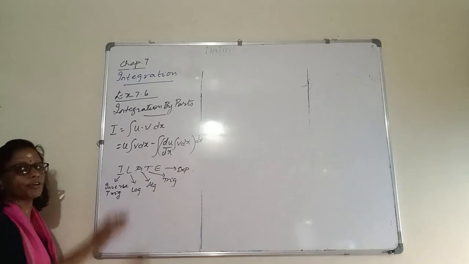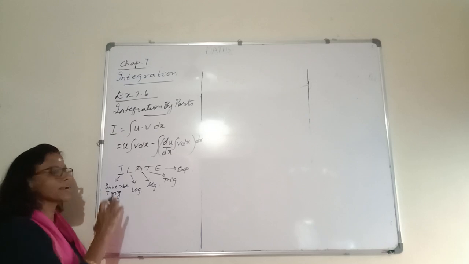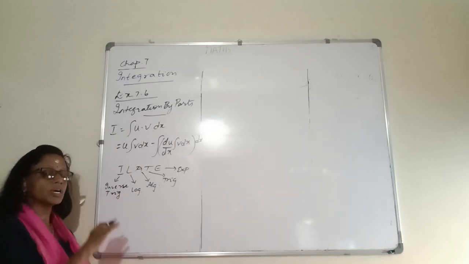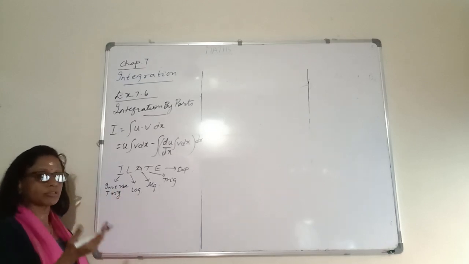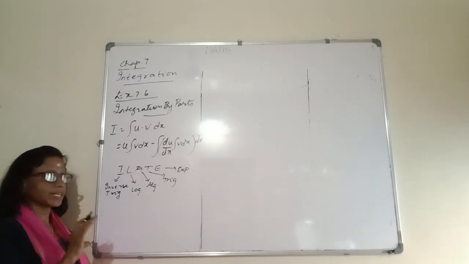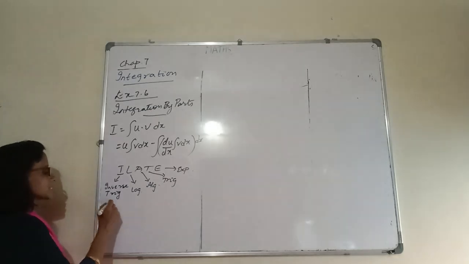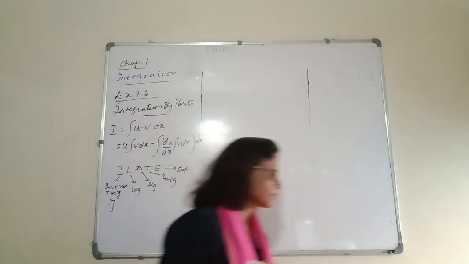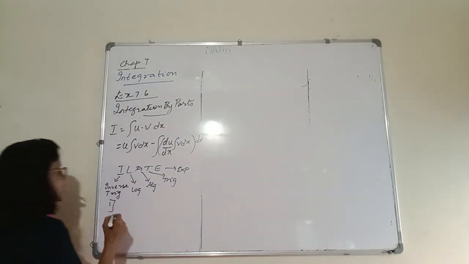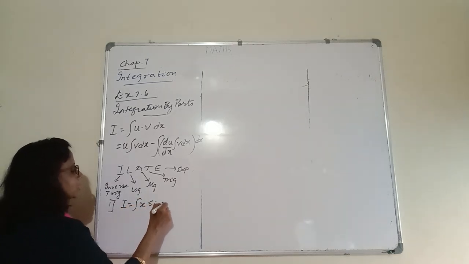So in this order, you have to decide which is u and which is v. The first one which comes in this order becomes u, the second one becomes v. So that's how we have to decide and then go in for the integral. It will not make much sense unless we take the problem. So right away, let's take the first problem in this exercise 7.6, which says that you have to find the integral of x sin x.